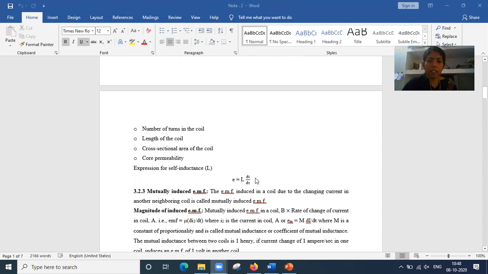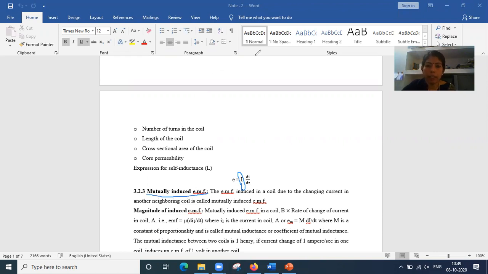Inductance is represented by the letter L. So we have studied self-induced EMF. The next term is mutually induced EMF. Mutually induced EMF is the EMF induced in a coil due to the changing current in another neighboring coil.